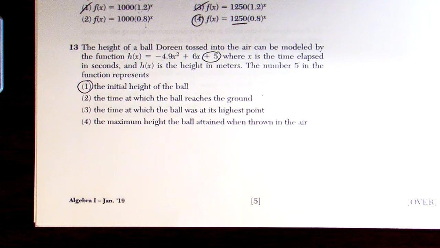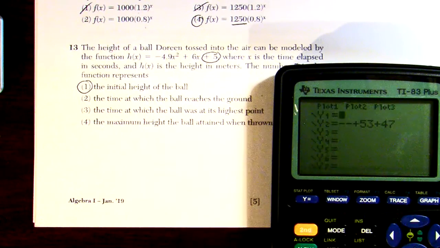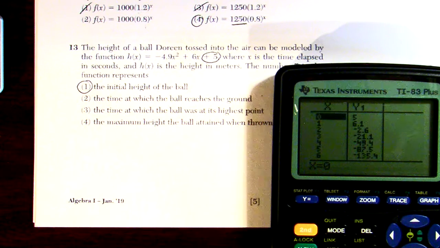And if you didn't know that, you can go to the graphing calculator and let me just clear that out. Y equals, clear that one out. So you type in negative 4.9 x squared plus 6x plus 5. Press second graph to get your XY chart. And initial height would mean when your time is at 0, okay? So you're not really tossing the ball yet, it's still in your hands, and it's 5 feet above the ground. So that's your initial height right there at 0, so it'll be 5. All right?